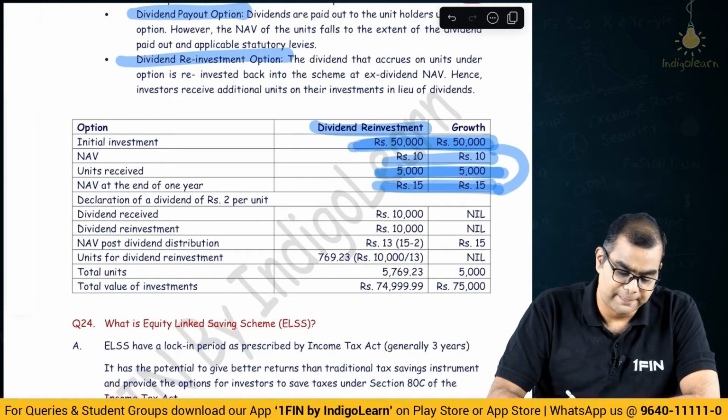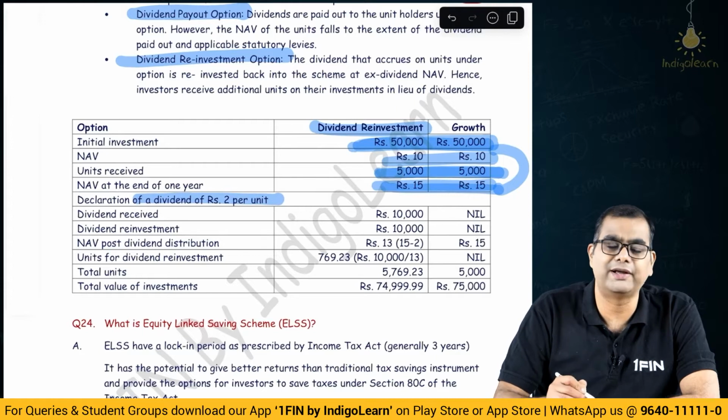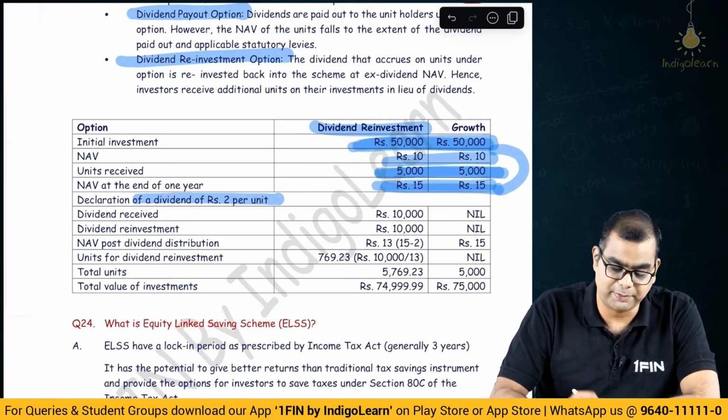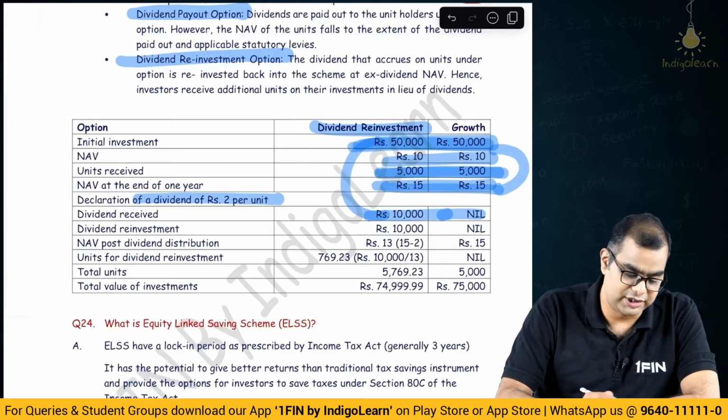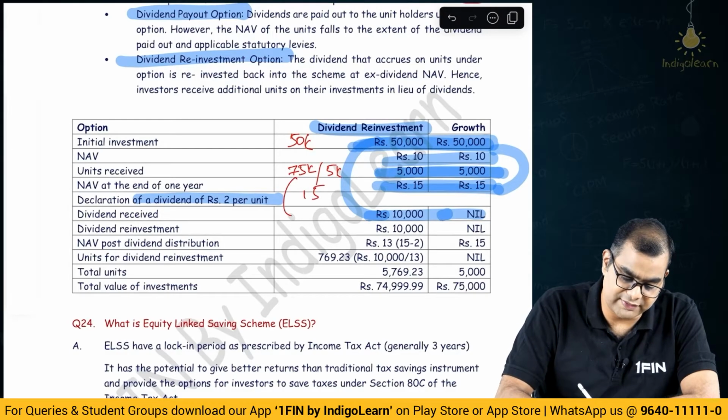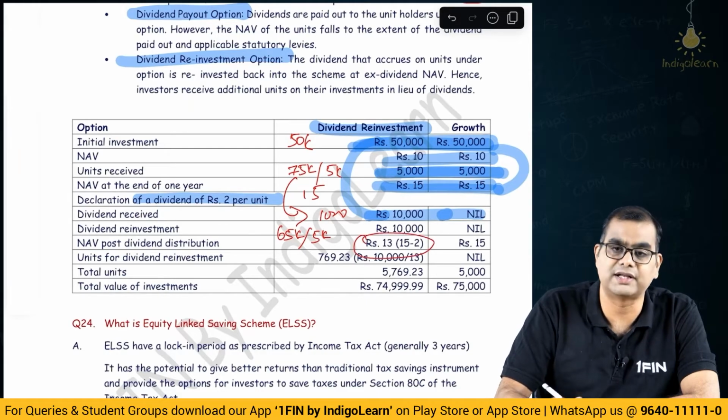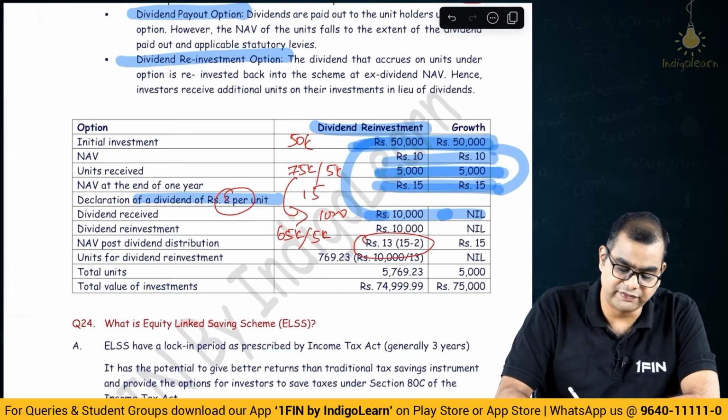Now this 15 rupees, let's say the mutual fund company decides that they also want to pay some dividend of 2 rupees per unit. So if you pay dividend of 2 rupees per unit, it comes to 10,000. In a dividend reinvestment option, this 10,000 goes out of this market value of this 75,000. So initially it was 50k, that increased to 75k. 75k divided by 5k is 15. So out of this 75k, you are paying off 10,000. So you are left with 65k. So this 65k divided by 5k will make your NAV as 13 rupees. Or you can think of it as 15 rupees NAV minus 2 rupees dividend, which basically is 13 rupees.